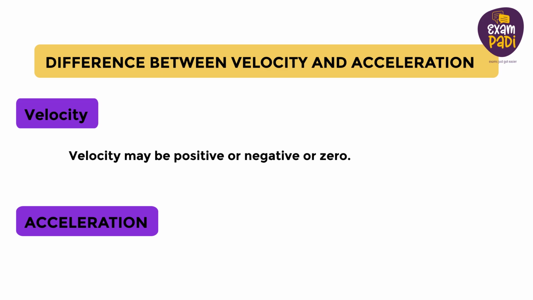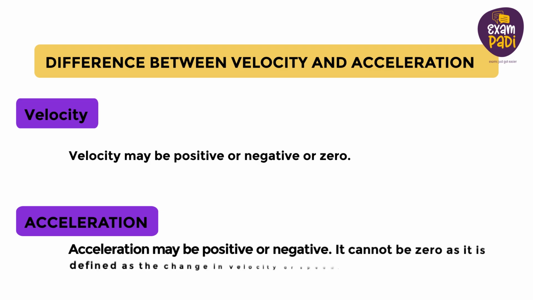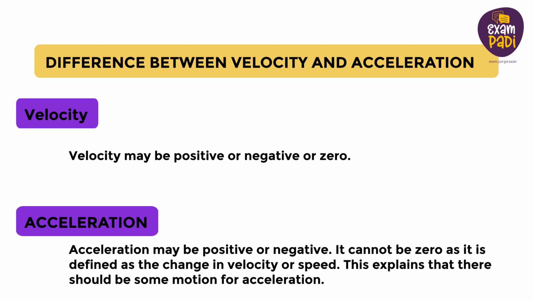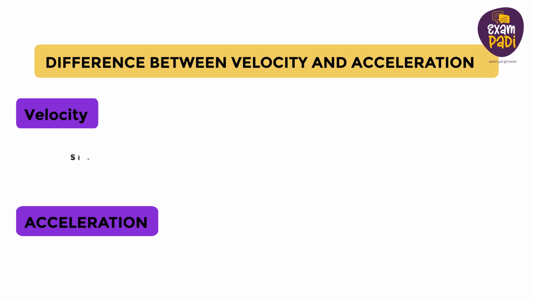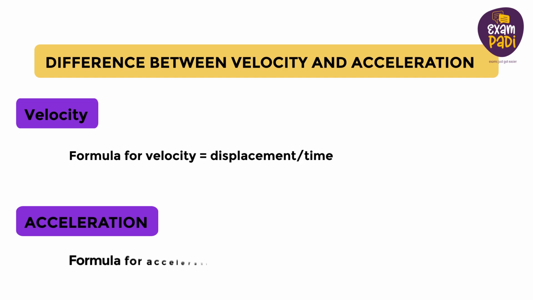3. Velocity may be positive or negative or zero. But acceleration may be positive or negative. It cannot be zero as it is defined as the change in velocity or speed. This explains that there should be some motion for acceleration. 4. The SI unit of velocity is meter per second, while the SI unit for acceleration is meter per second squared. 5. The formula for velocity is displacement over time, but the formula for acceleration is velocity over time.